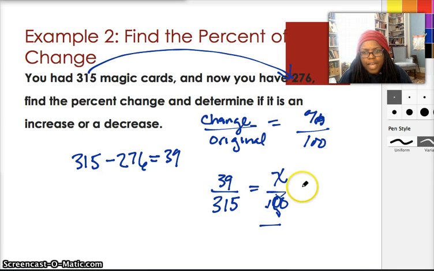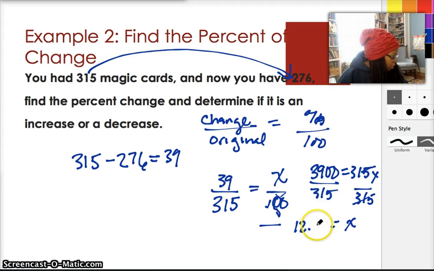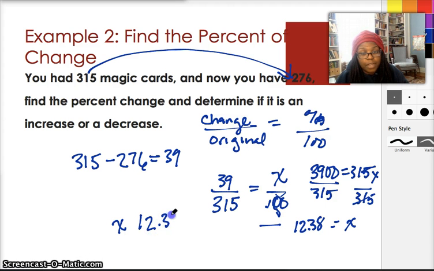So we're going to cross multiply. When we do that, we get 3,900 is equal to 315x. We're going to divide both sides by 315, and when I do that, x is equal to something in the neighborhood of 12.4, I think, 12.38 to be more precise. So we've got 12.38% is what we're looking at. So the answer is you've lost 12.38 or 12.4% of your magic cards.